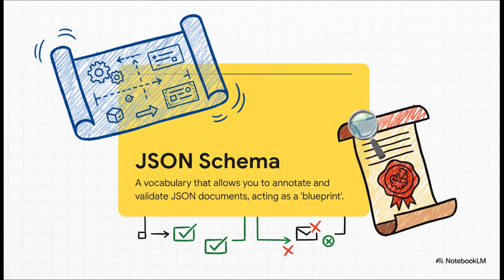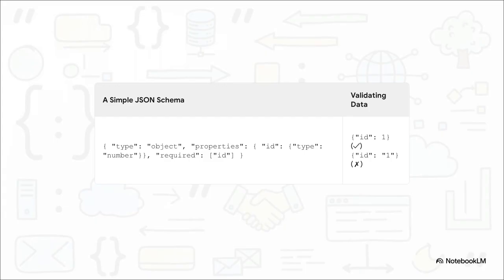The solution to this problem is something called JSON Schema. You can think of it as a strict blueprint or a contract that your data has to follow. It lays out, in a way that machines can read perfectly, exactly what a valid JSON document is supposed to look like. It's like a style guide for your data, making sure everyone is speaking the exact same dialect. For example, look at the schema on the left. It's a rulebook that says an ID must be a number, and a name must be a string of text.